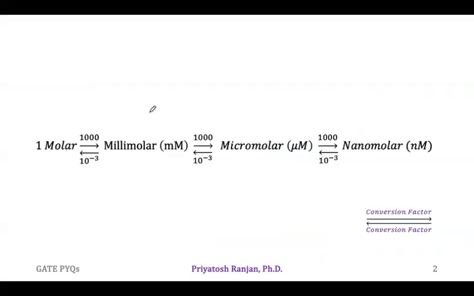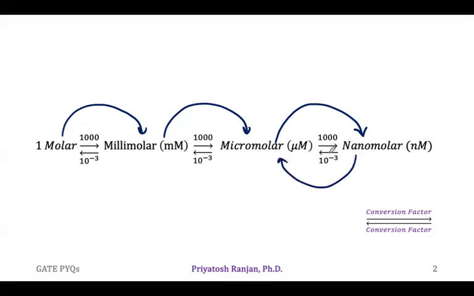We need to be very careful with these conversions. I have just shown you a flow chart where, from the molar to the millimolar conversion, it requires the multiplication by a factor of 10^3. Same for the millimolar to the micromolar. 1 millimolar is equal to 1000 micromolar, and same for 1 micromolar to 1 nanomolar, which requires the multiplication by 10^3. In a reverse way, if I'm going from 1 nanomolar to micromolar, 1 nanomolar corresponds to 10^-3 micromolar.